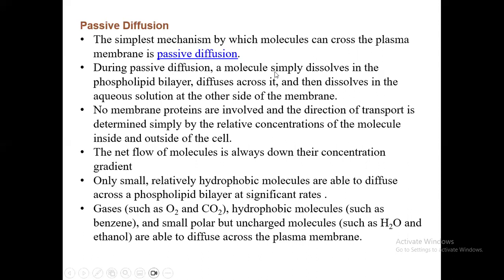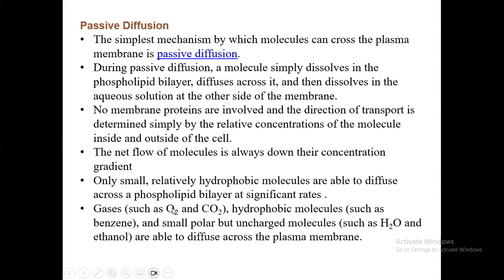Now, during passive diffusion, a molecule will simply dissolve in the phospholipid bilayer and diffuse across to the other side of the membrane. So here no membrane proteins are involved and the direction of the transport is basically determined by the concentration gradient. If the concentration is higher on the outside, the net flow of molecules will take place towards the inner side. Only small molecules and relatively hydrophobic molecules are able to diffuse through the phospholipid layer.